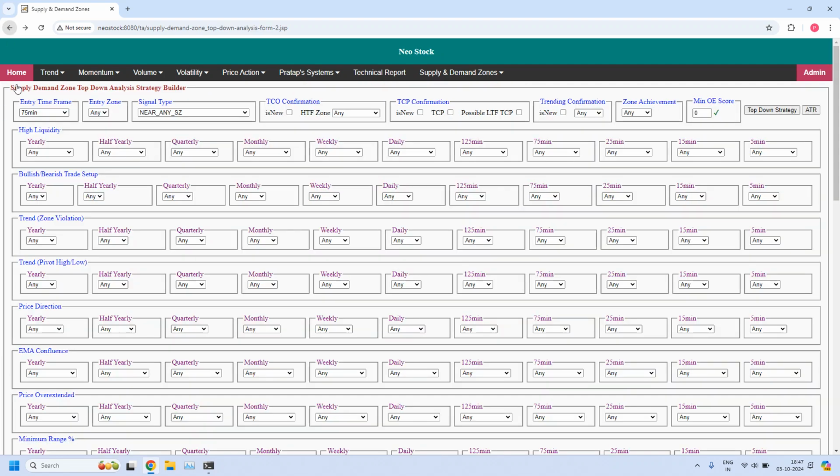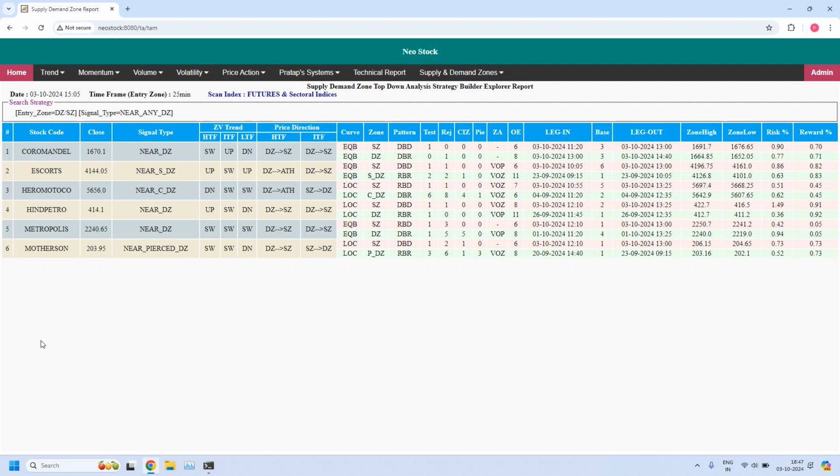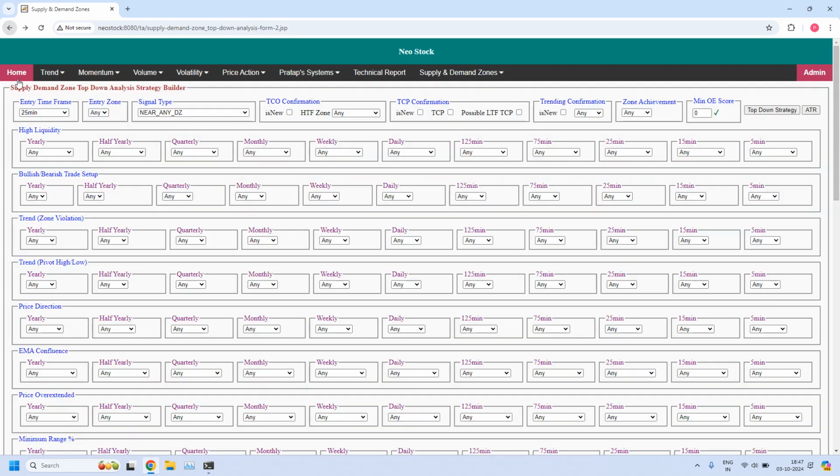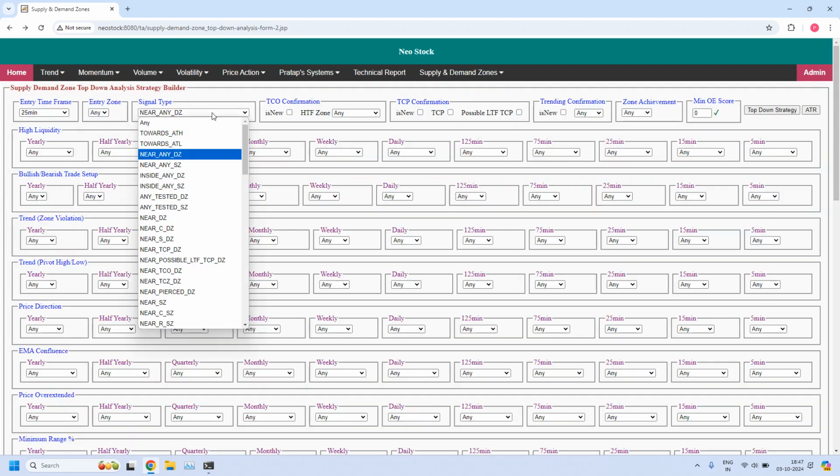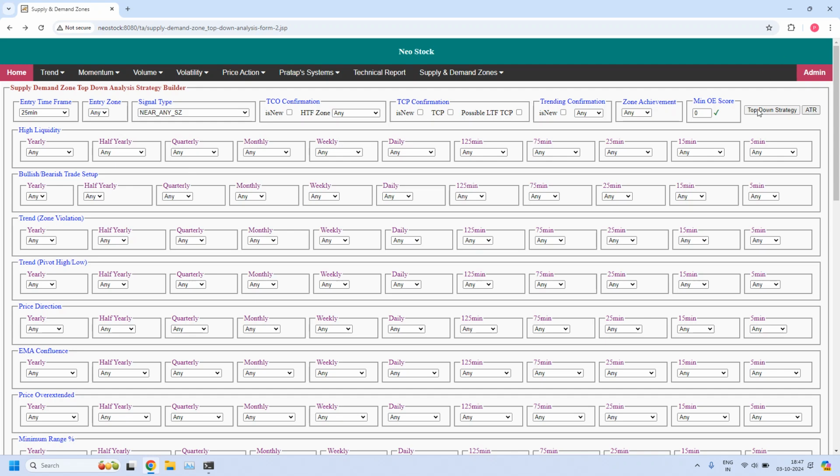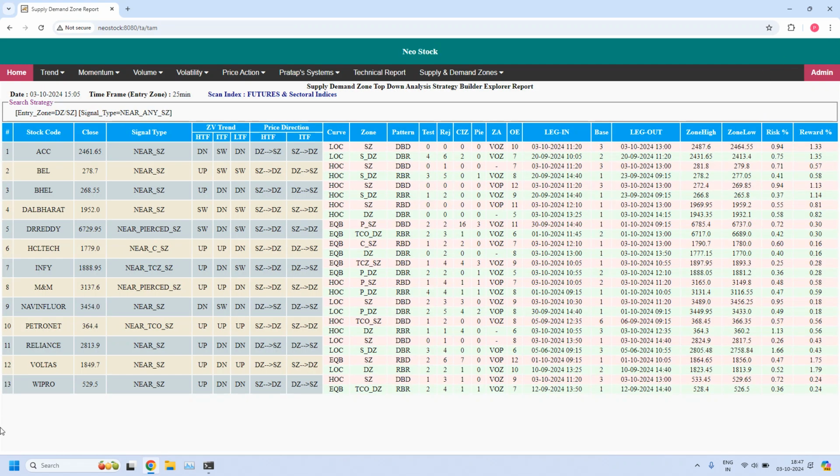Okay, the next time frame is 25 minutes. Let us find the stocks near the 25 minutes demand zone. 6 stocks are filtered. Next, for the 25 minutes time frame, let us find the stocks near the 25 minutes supply zone. 13 stocks are filtered.